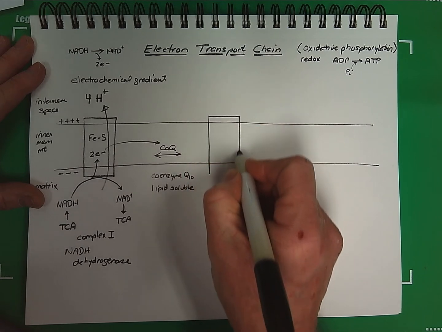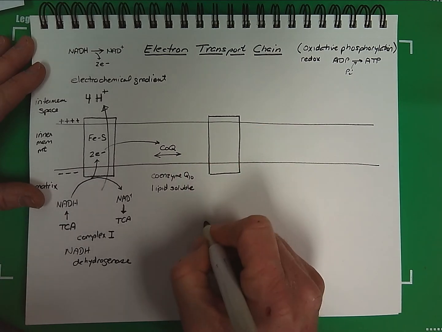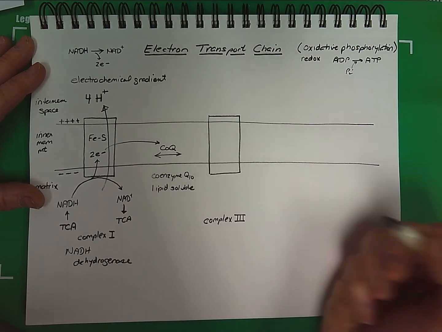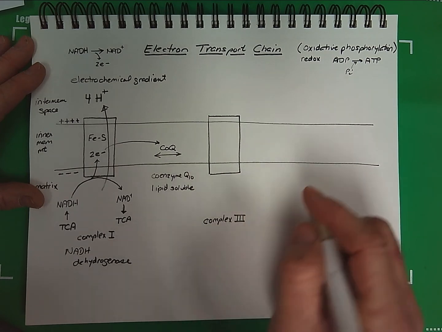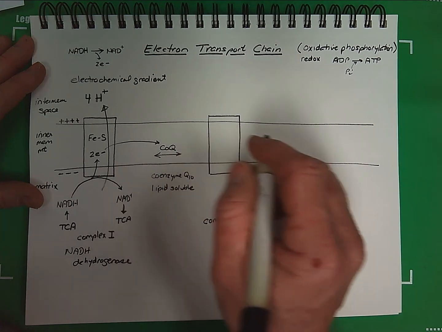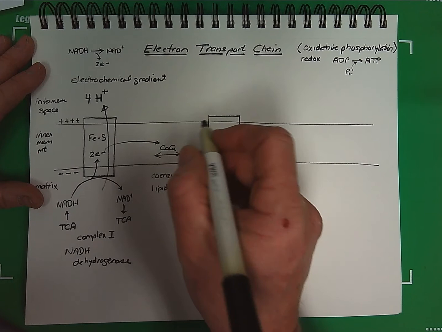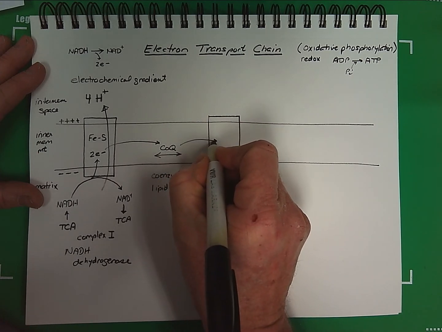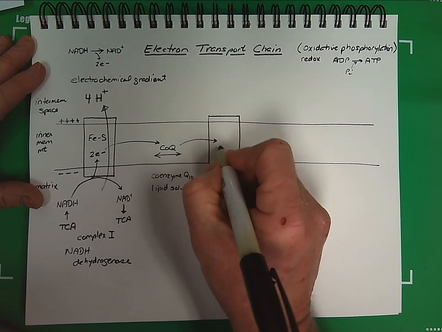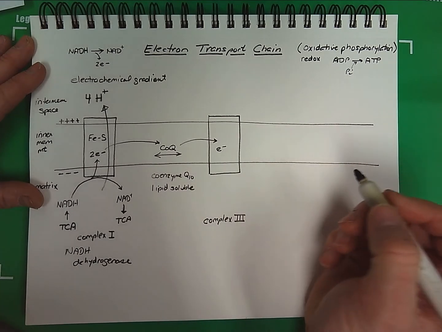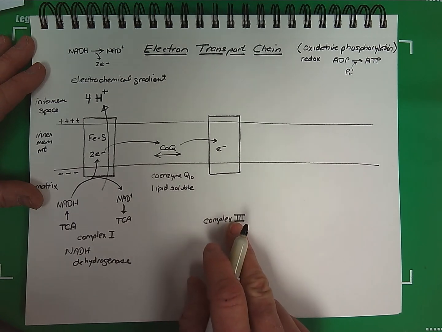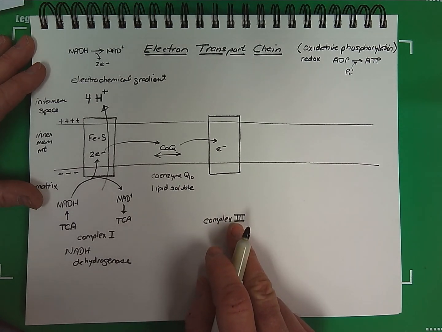The next complex that we encounter is called complex 3. Yes, not 2, but complex 3. This particular complex also again has redox reactions, so that now the electrons are moving to complex 3. Now notice here that we go from complex 1 to complex 3. So what about complex 2?